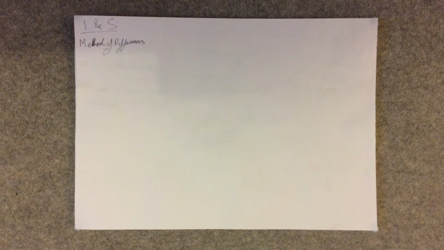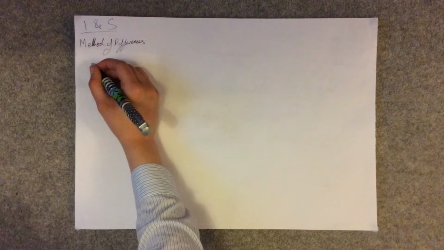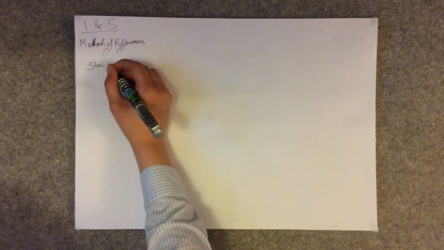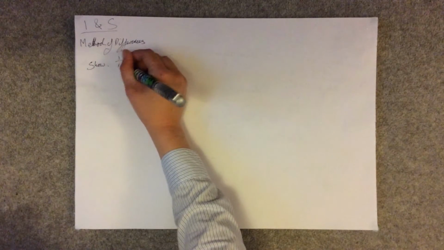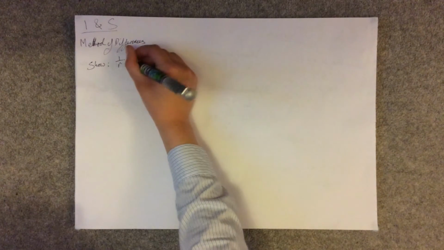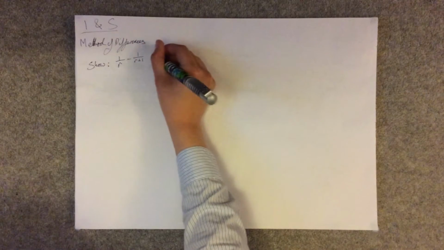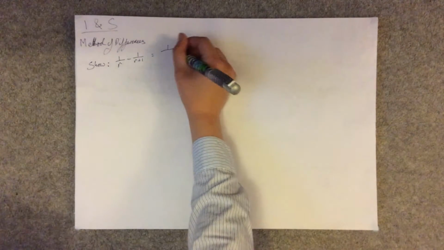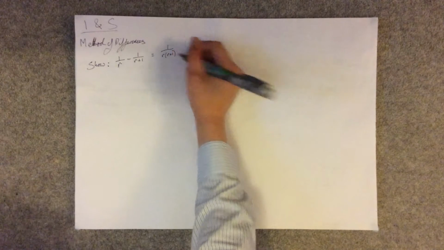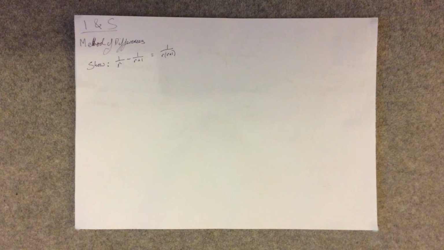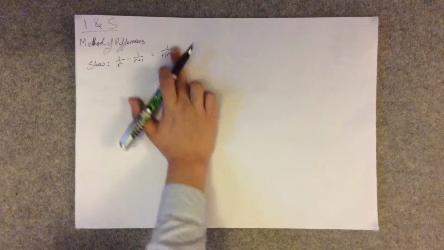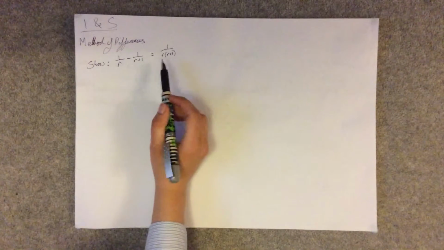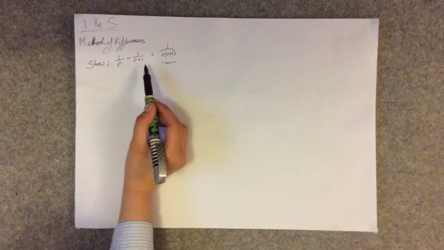Okay. So, for example, the show that: you're given 1 over r minus 1 over r plus 1 equals 1 over r times r plus 1. Now, to do this is fairly simple. You have to multiply both sides. Well, ignore that bit, that's what you've got to prove at the moment. So you have to make this out of these two.